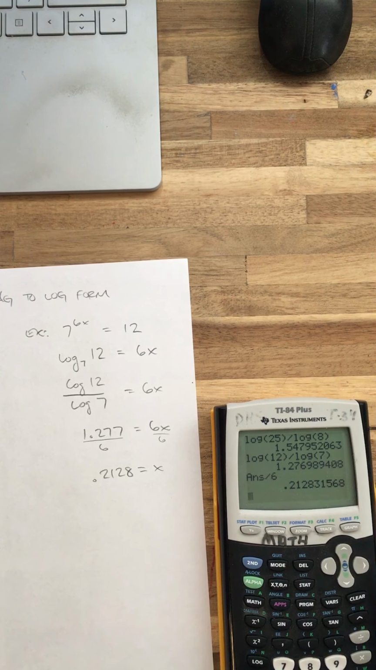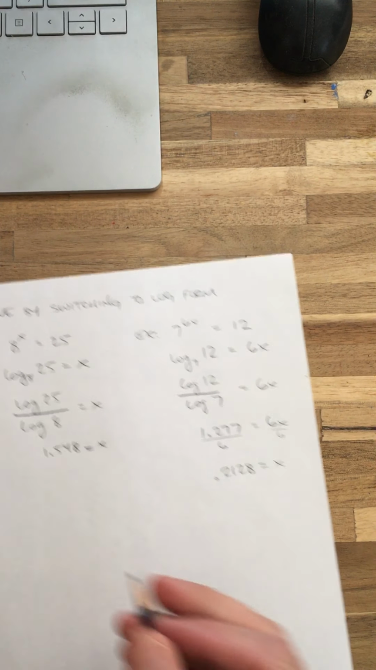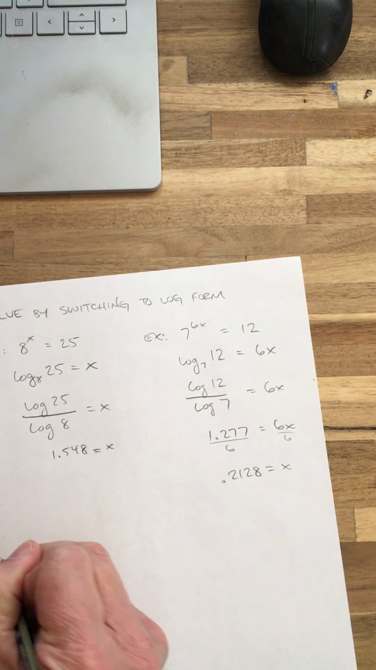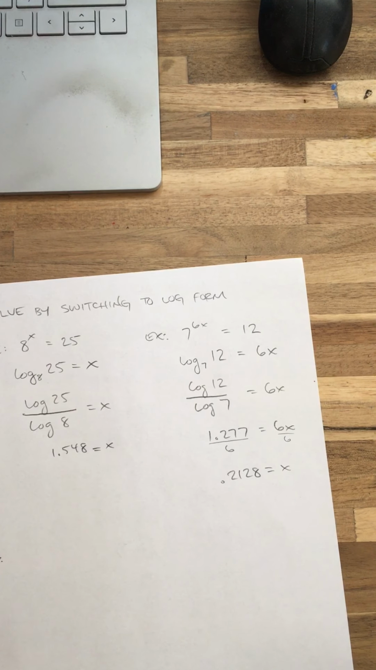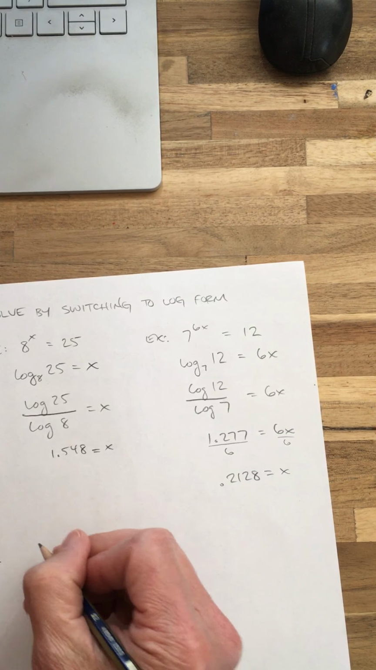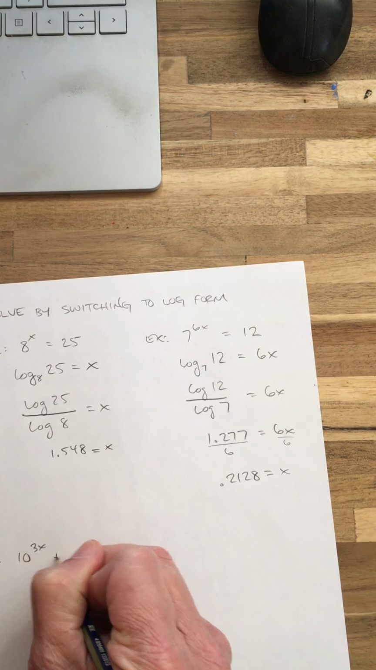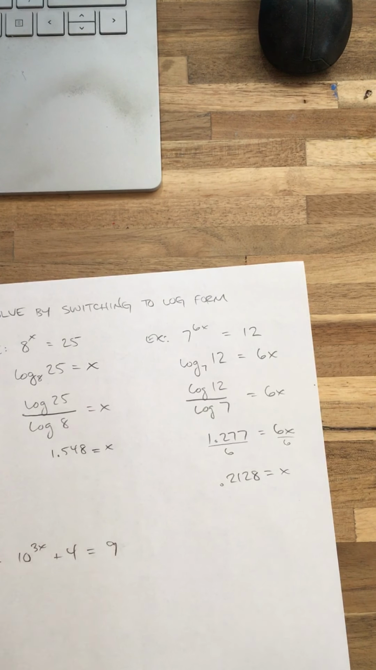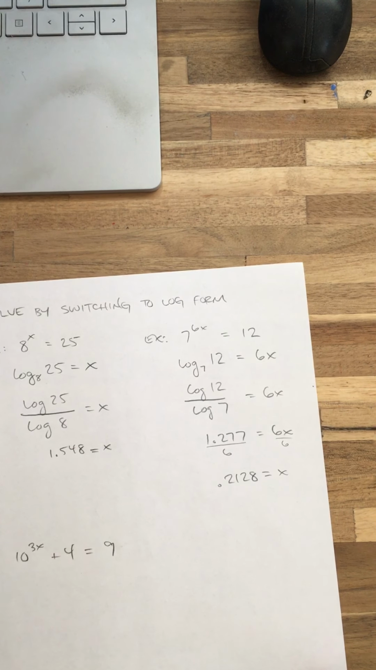All right, let's see. I'm at 9 minutes. All right. Let's do a couple more examples of this. I'm going to have to make 2 videos. All right, so here's another one. 10 to the 3x plus 4 equals 9. Okay, 10 to the 3x plus 4 equals 9.